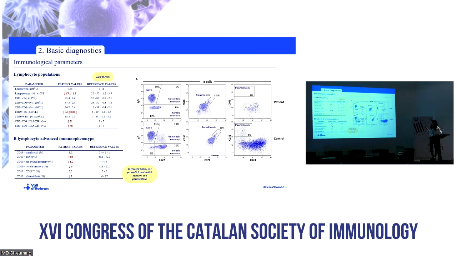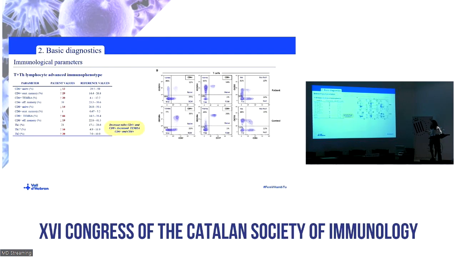In a B lymphocyte advanced immunophenotype, we can see that most of the patient's B cells were naive, with a reduction in pre-switch and switch memory, and the plasmablasts were also reduced in the patient. While CD19 and CD21 low B cells were in the normal range, they are normally expanded in autoimmune disease.